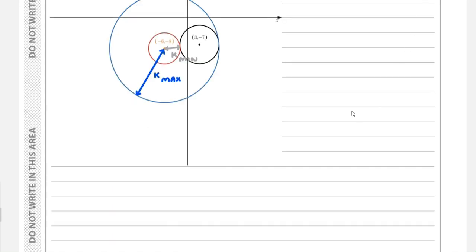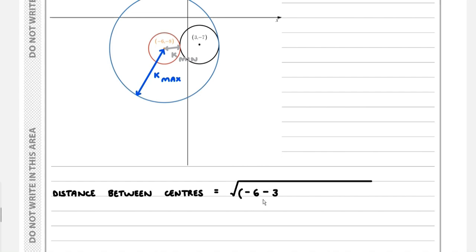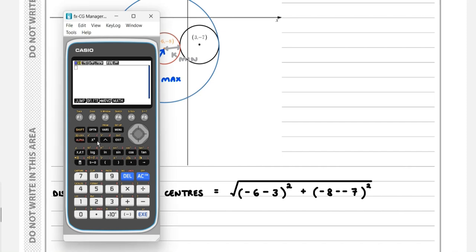The first thing we need to do is find out the distance between the centres. The distance between the centres is the square root of negative 6 subtract 3 squared plus negative 8 subtract negative 7 squared, which is root 82.